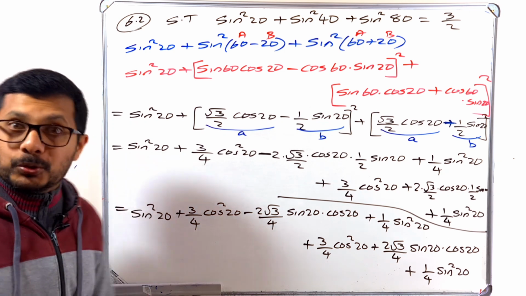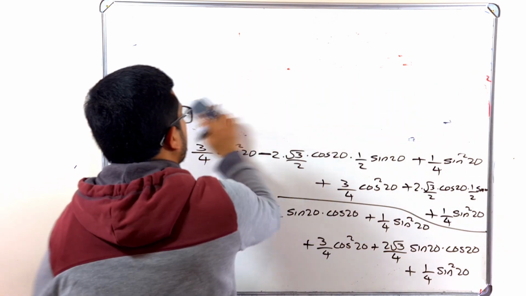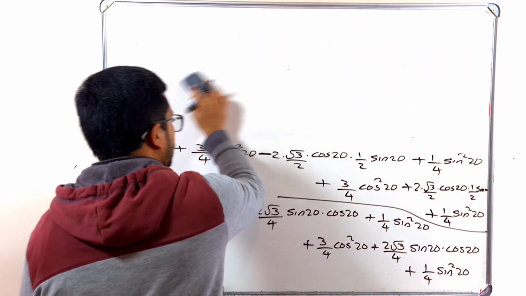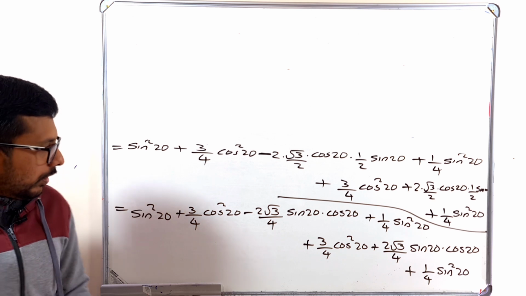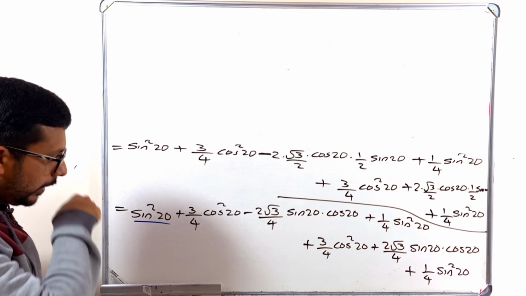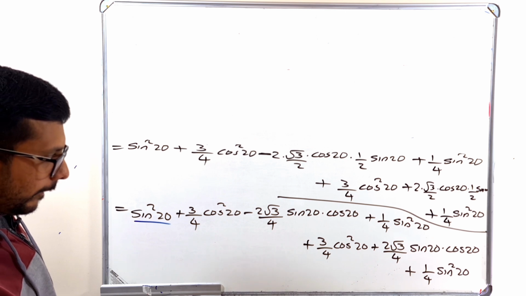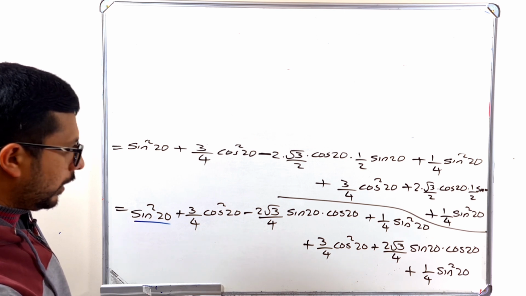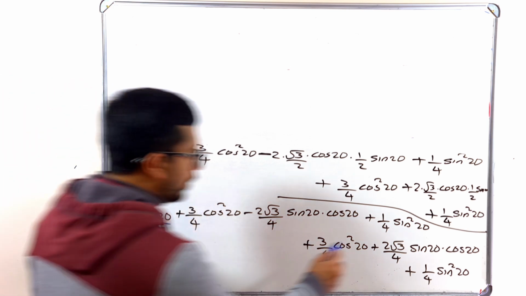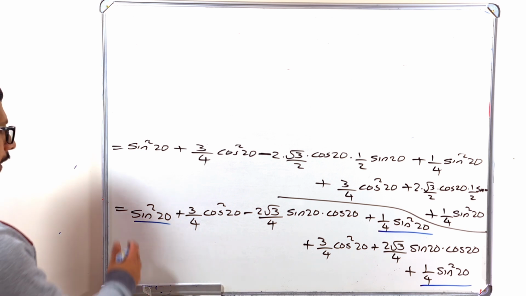So it's too much, eh? Here, we can collect all the sine square 20 terms, and also the cos square 20 terms. There is 1 by 4 sine square 20, and another 1 by 4 sine square 20. So we can combine those.